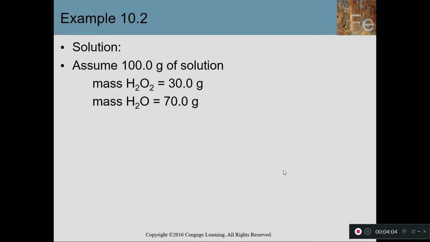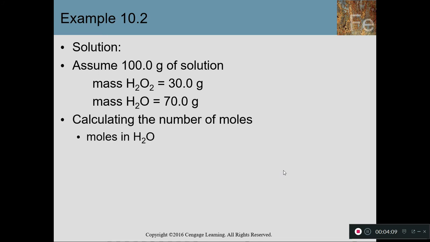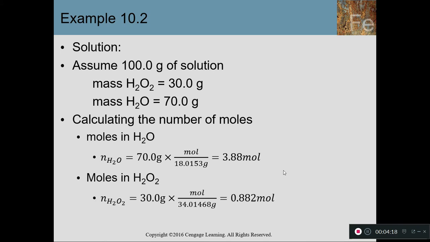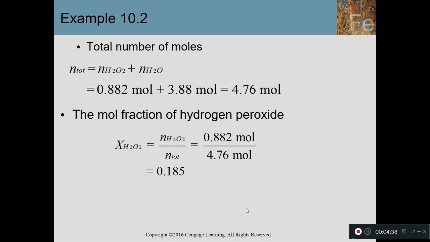So in order to get mole fraction, you have to determine the moles of each of the components. For the moles of water, 70 grams at 18 grams per mole, you get 3.88 moles. For the hydrogen peroxide, 30 grams at a larger molar mass, because hydrogen peroxide has 2 oxygens, of 34 gives you 0.82 moles. So in order to get the mole fraction, you take the number of moles of the hydrogen peroxide and divide it by the number of moles of the total. Get the total, divide it in, and you find that the mole fraction of hydrogen peroxide is 0.185.